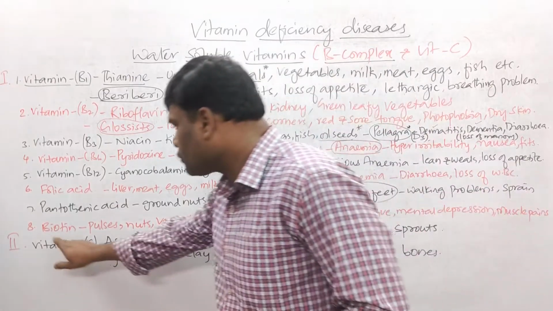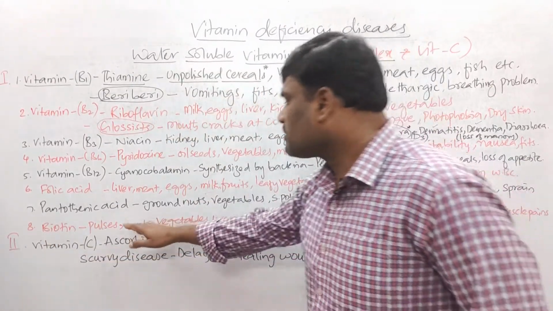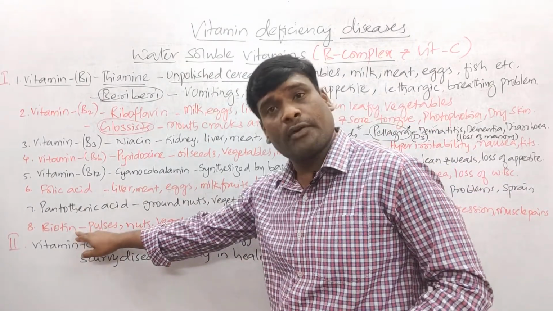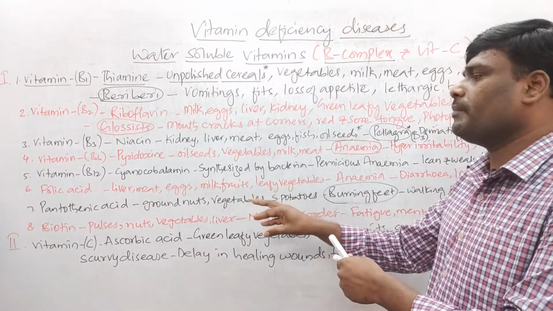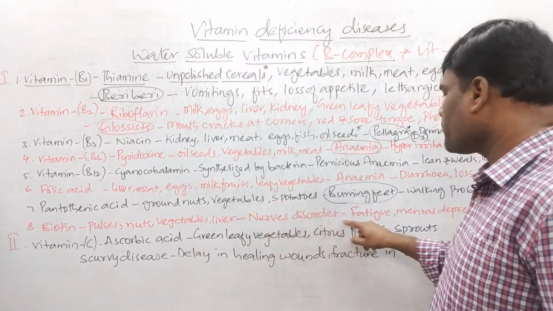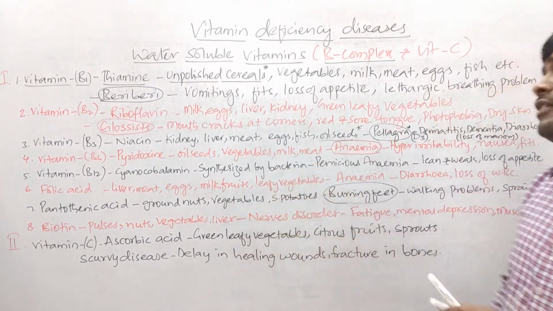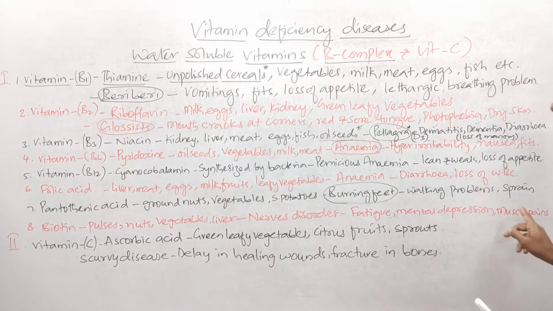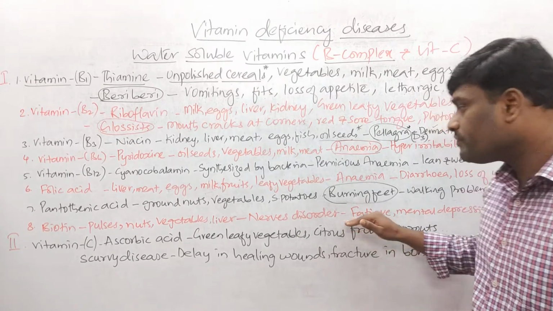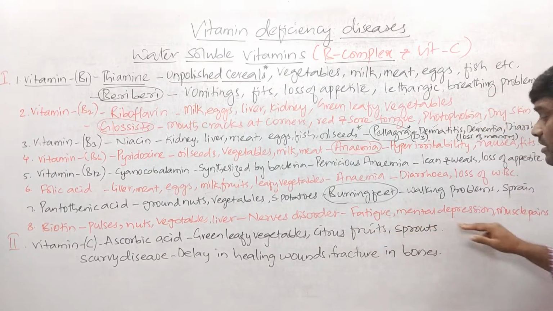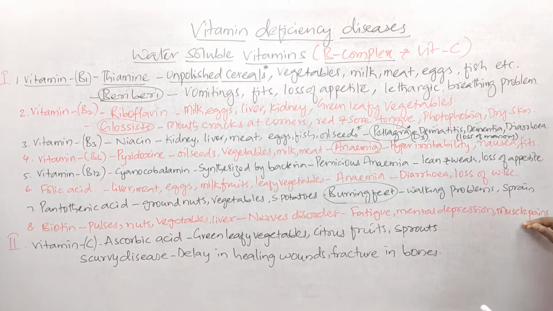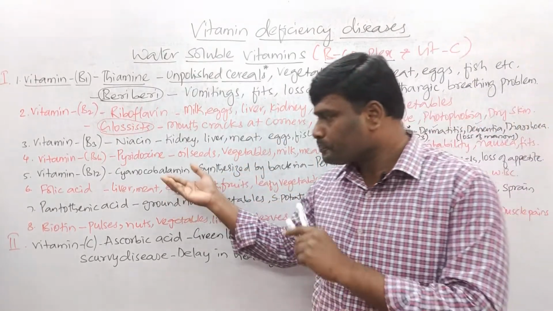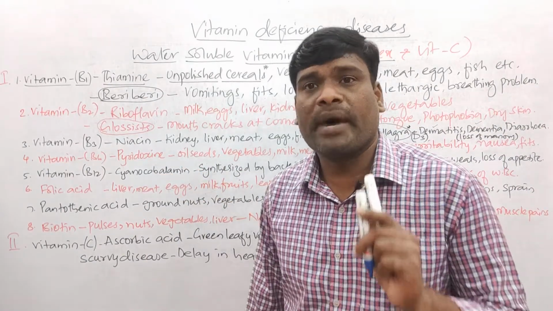Next, we come to another vitamin, children, that is biotin. Pulses, nuts, vegetables, liver, etc. are good sources of vitamin biotin, children. The lack of biotin leads to nervous disorder, and the symptoms of this deficiency are fatigue, mental depression and muscle pains, children. Got it? So these are the symptoms for the deficiency of vitamin biotin, children.